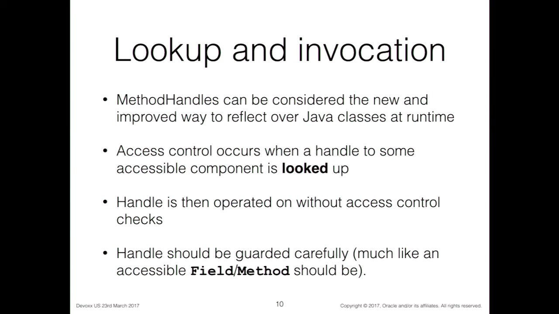So now I'm going to talk about the concepts of lookup and invocation. How do you actually get a method handle to a method, a virtual method, to a field, or something like this? You can consider method handles as a new and improved way to reflect over classes at runtime. We're trying to move people away from reflection to method handles as a way to operate on stuff. The difference between java.lang.reflect and here is that access control occurs when you actually look up a method handle. It does all the work beforehand so that when you operate on the handle, you don't have to take that hit every time.